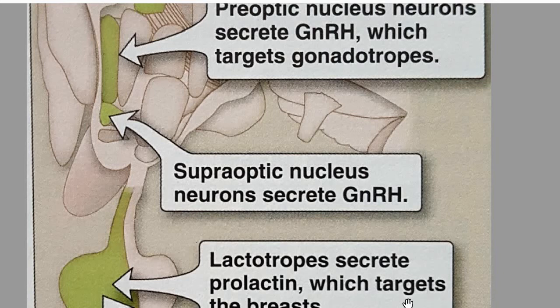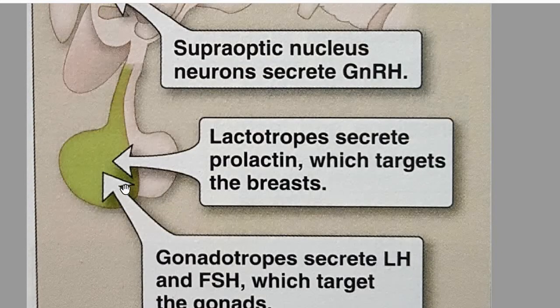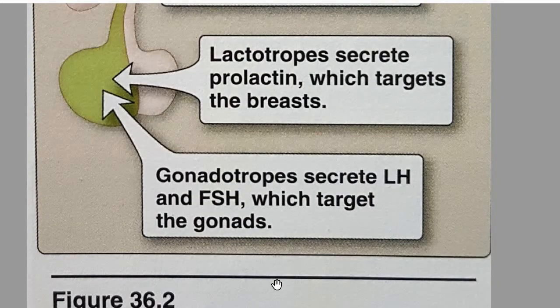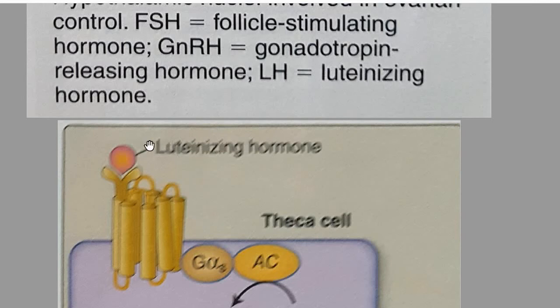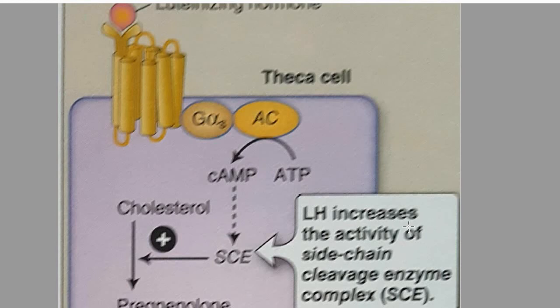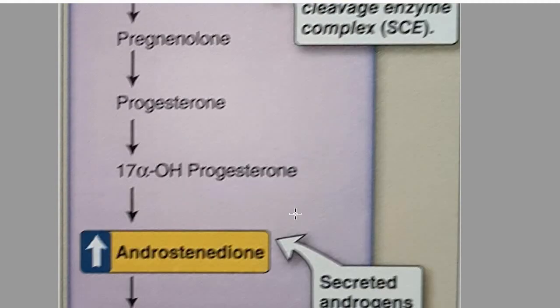So what happens here? It will stimulate the gonadotropes. Then the pituitary is going to secrete LH and FSH. So this LH, the luteinizing hormone, goes to the theca cells in the ovary. It will go in them, and it will increase the activity of the side chain cleavage enzyme just to yield the active substances. That is what it is doing.